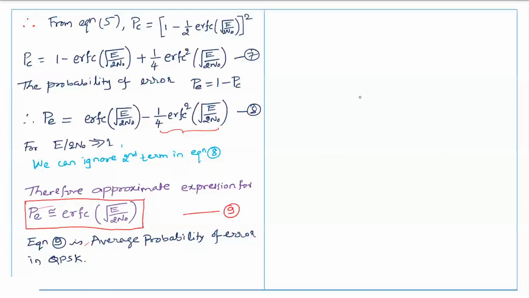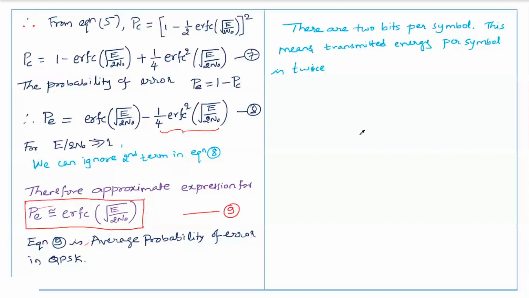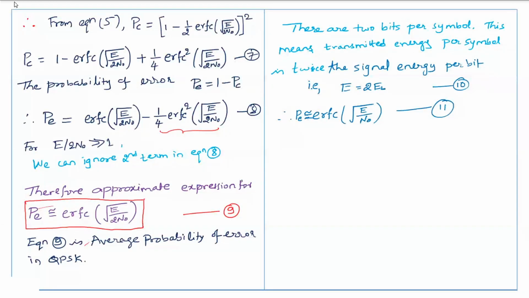So there are 2 bits per symbol, right? So this means the transmitted energy per symbol is twice the signal energy per bit, or we can say E equal to 2EB. If you substitute E as 2EB, we can say the probability of error in QPSK is approximately equal to ERFC of square root of EB by N naught. Okay, so this is the performance of the QPSK system.